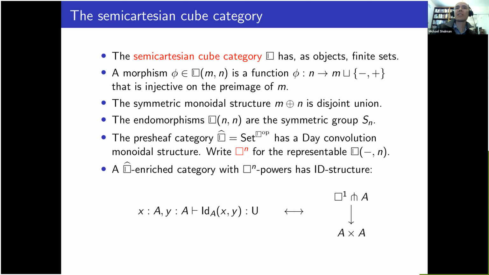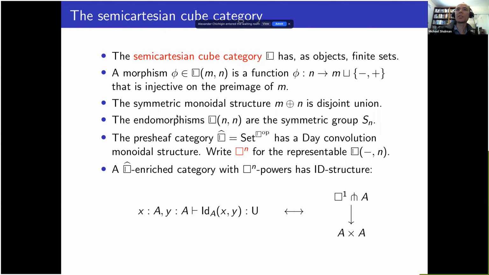So here's the definition of this semi-Cartesian cube category explicitly. I like the non-skeletal version. So instead of saying the objects are natural numbers, I'll say the objects are arbitrary finite sets, and then a morphism from M to N, where M and N are finite sets, is a function back the other direction from N to M that can also take plus or minus boundary values. And we require it to be injective on the preimage of M. That injectivity is what makes it semi-Cartesian rather than Cartesian. So it doesn't have diagonals or connections, but it has symmetries and it has faces and degeneracies, of course.